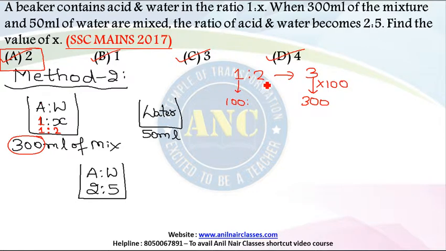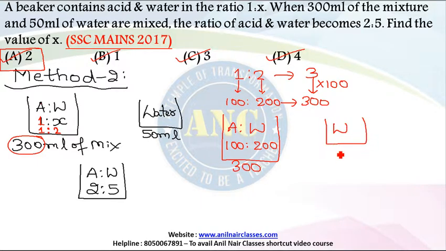1 into 100 is 100. 2 into 100 is 200. That means in my first vessel, 100 ml of acid is present and 200 ml of water is present. Totally it is 300 ml. Now in the second vessel, water present is only 50 ml. Now if I mix these two, acid in the third vessel is 100 and water in the third vessel is 200 plus 50. Both will come, it is 250.